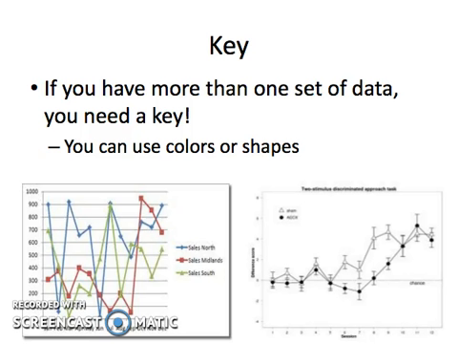A key is important if you have more than one set of data. So if you have different things that you're measuring all over a particular time period, then you can either use different colors or shapes like over here to show what your data is. And always make sure there's your key right there. It says the blue is this, the red is this, the green is this.